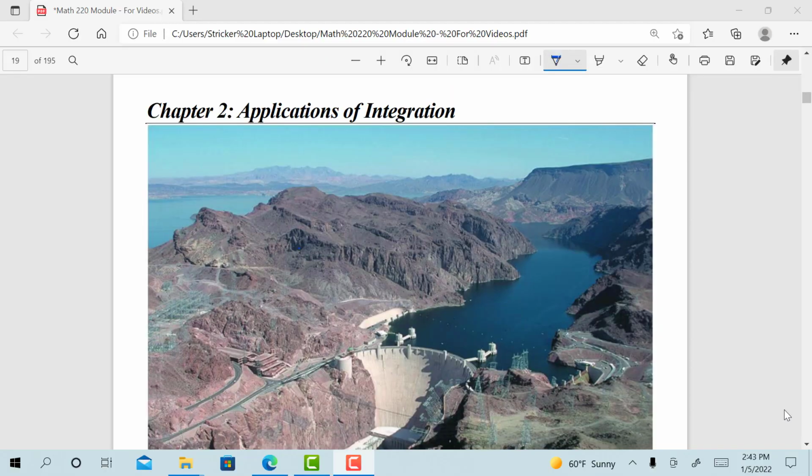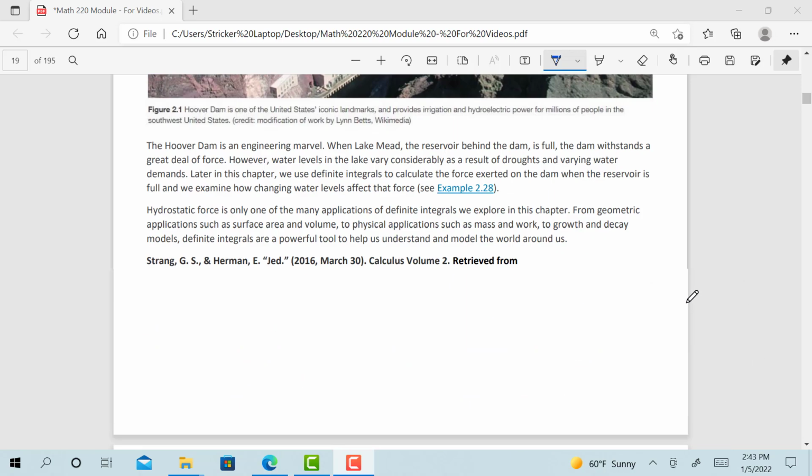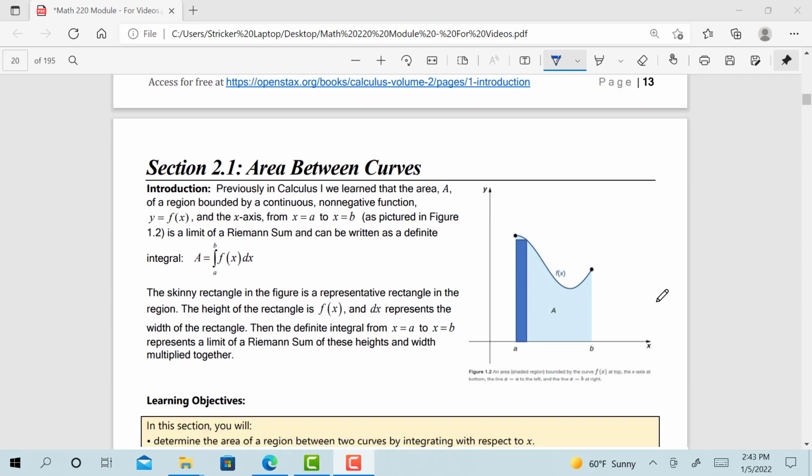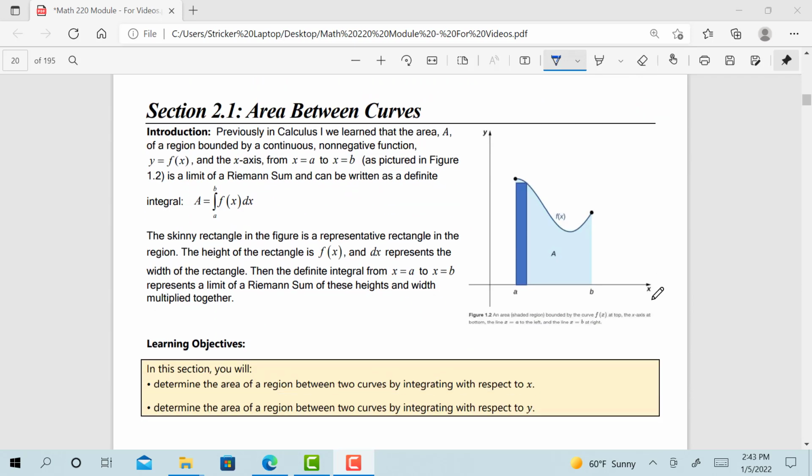All right, we are now ready to start Chapter 2, now that we've finished up reviewing how to evaluate integrals using the substitution method. And Chapter 2 is all about using integration in different applications in the real world. And the first one we're going to touch on here is Section 2.1, which kind of plays off a concept that you learned back in Calc 1, and that's find the area between two curves.